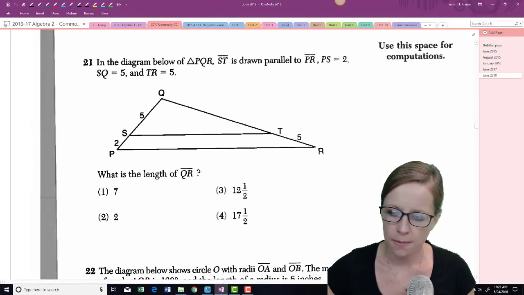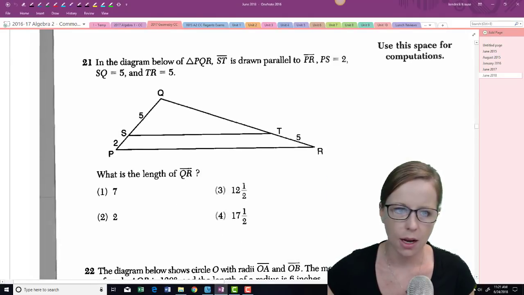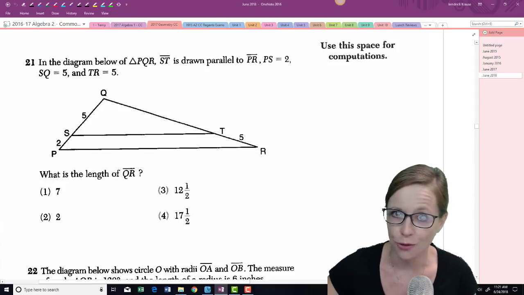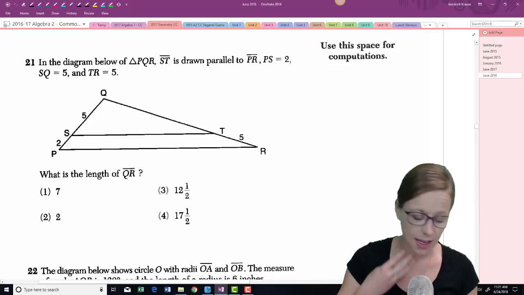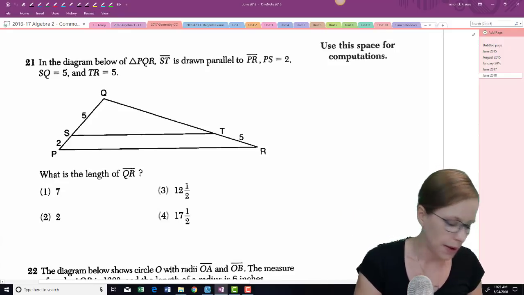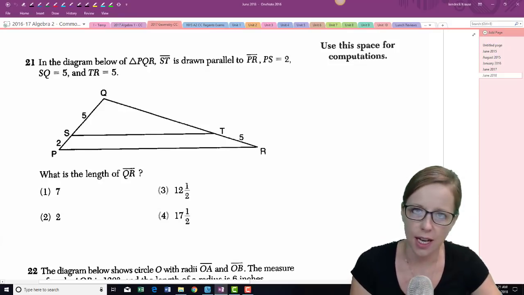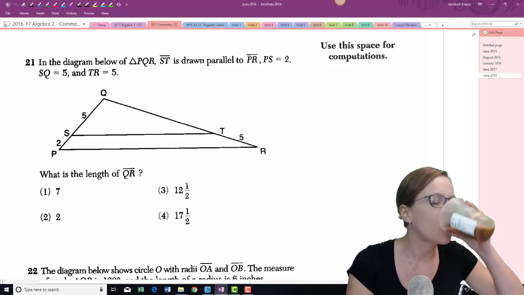Okay, so number 21. What do we got going on here? Oh, the silly midsegment again, right? This is the third time we've seen it. Oh, my eye is twitching. I don't know if that means I haven't had enough coffee or too much coffee.